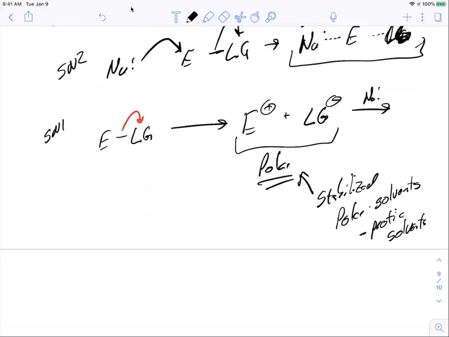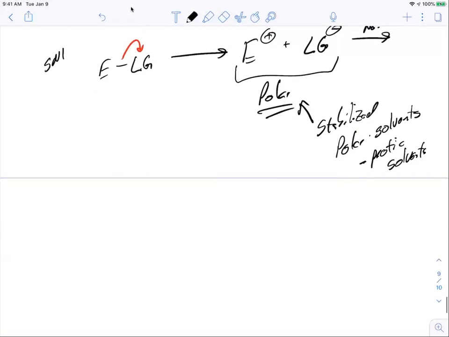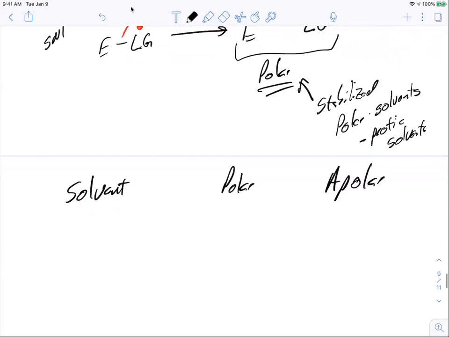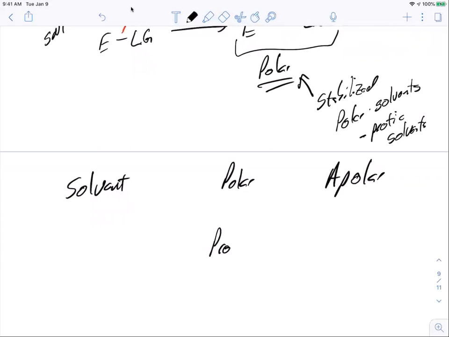So we have been talking about the substrate as if it was in a vacuum, but it's not in a vacuum. When we form that positive and that negative, there's going to be a solvent there. That solvent can do nothing or it can help. If it is polar, it's going to help, and the one that will help the most is protic. So now we need to look at our solvents and what that means. For our solvents, we have polar and apolar, and we have protic and aprotic.